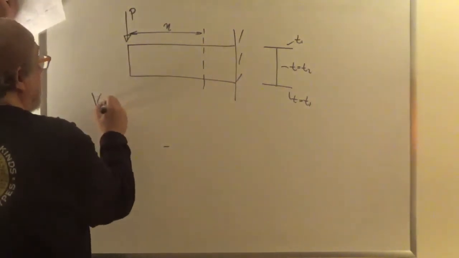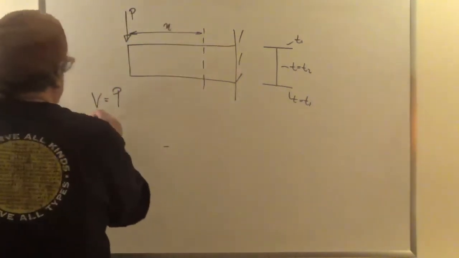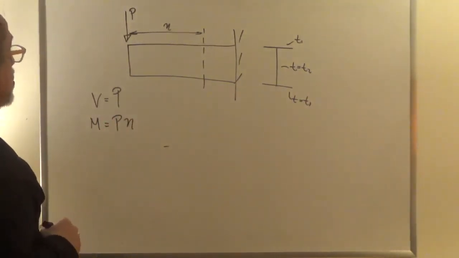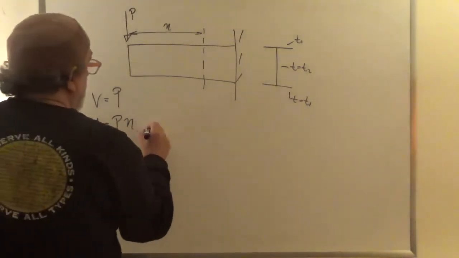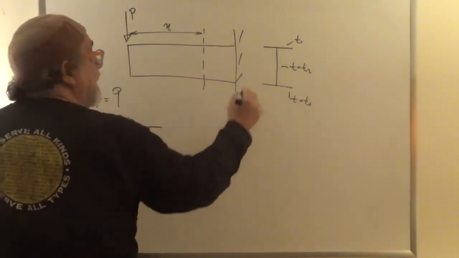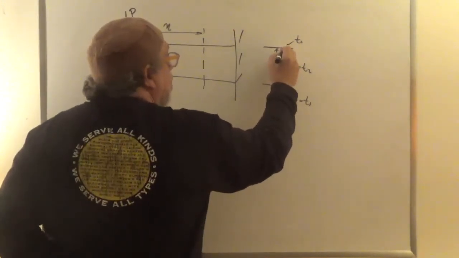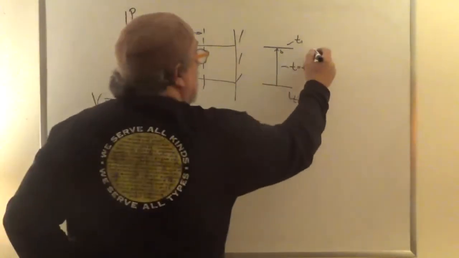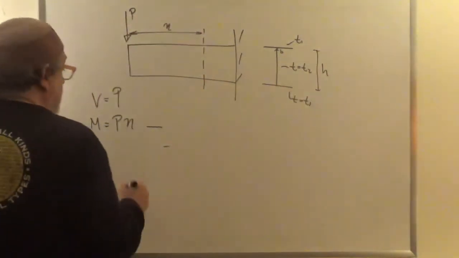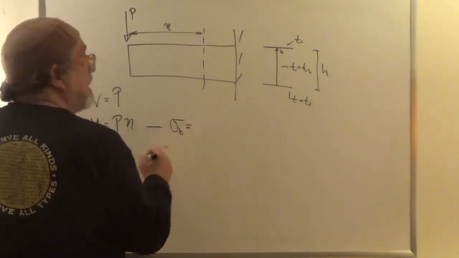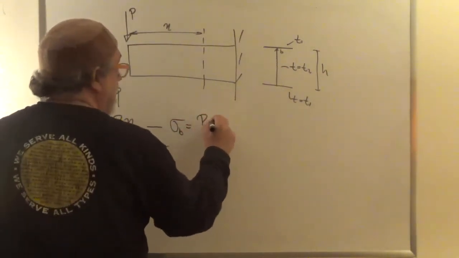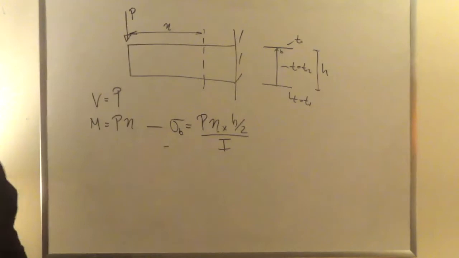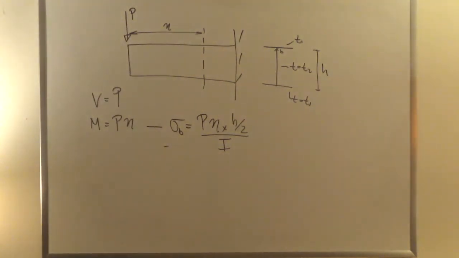So we found that the shear is P at this cross-section, and that the moment is Pn, right? We don't get lost in the numbers. So we have the shear and the moment. We found from the moment that at this point B, which is very high, essentially in an idealized sense on the top, this being H, this moment gives me a stress at B of tension, which is equal to Pn, which is the moment, times H over 2 divided by I, right? So that's the tensile stress that I get at that point.